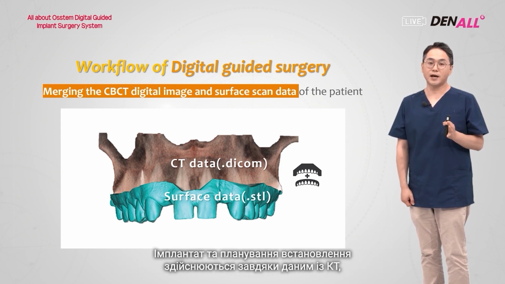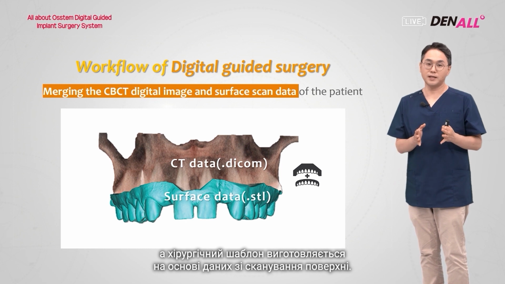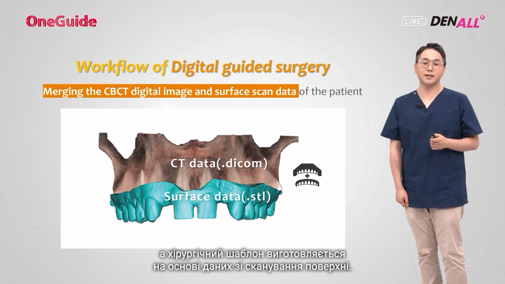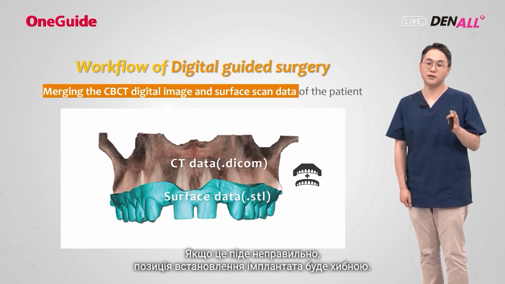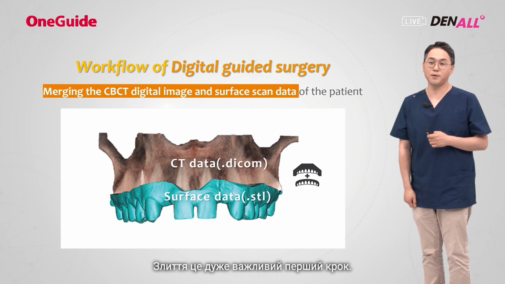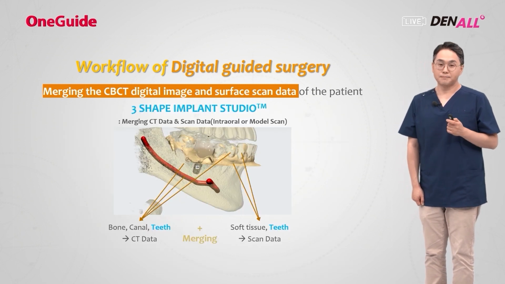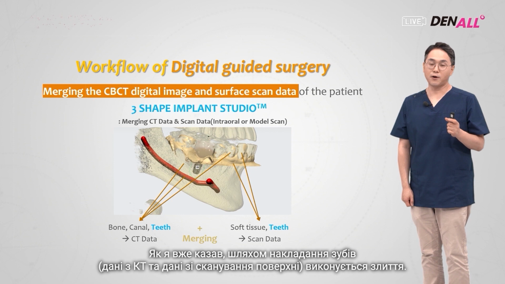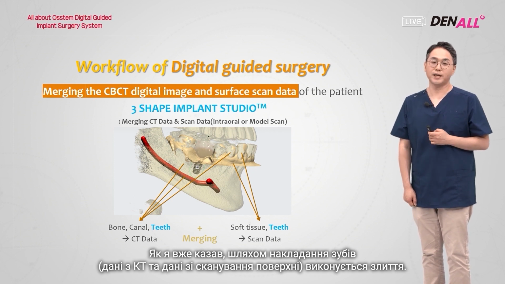Implant placement planning is done on CT data, and a surgical stent is made on surface scan data. If this goes wrong, the implant placement position becomes wrong. Merging is a very important first step. As I told you, by superimposing teeth, CT data and intraoral scan data, or surface data, are merged.